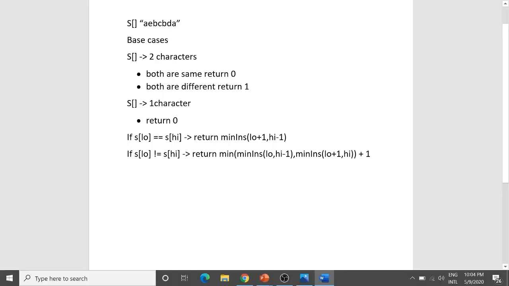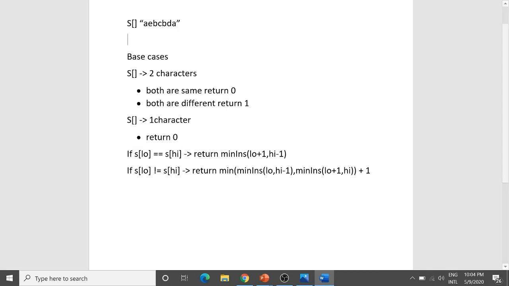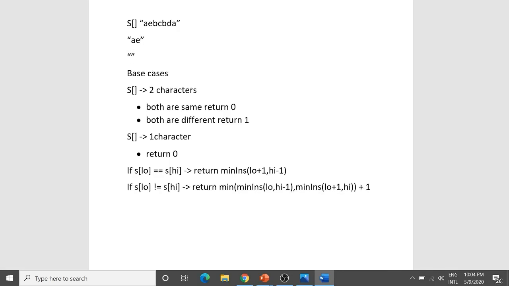Now what do we have over here? We have a string AEBCBDA. Now what would be our base cases? Our base cases would be if we are left with only 2 characters. Now suppose you are left with only 2 characters, then how do I make this a palindrome, if I'm given that I need to make the minimum number of deletions into this string? So in the case of 2 characters, I need to check whether both the characters are the same or not. If they are the same, I need not make even a single deletion to make it a palindrome, because that string in itself is a palindrome.